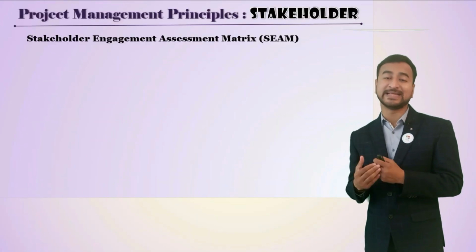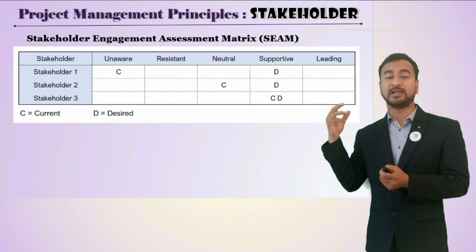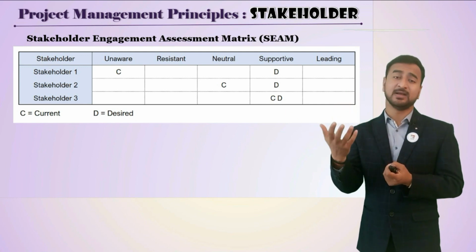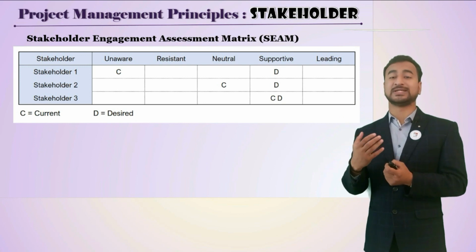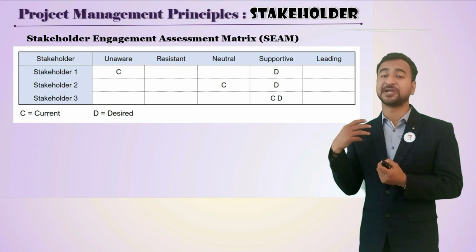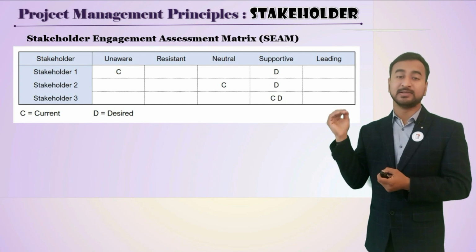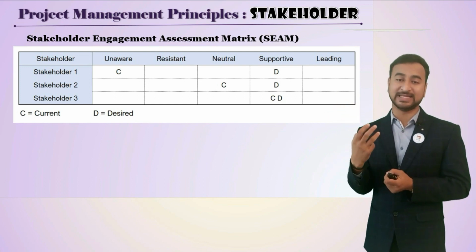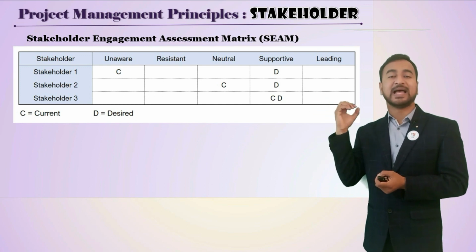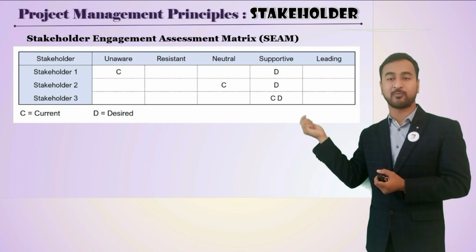Now there is a stakeholder engagement assessment matrix, which I have listed over here. These are the different levels of engagement. Certain stakeholders are unaware of your project, certain are resistant, certain are neutral, certain are supportive, and certain are champions or leaders leading your project. As you see, for stakeholder 1, C stands for the current engagement level and D stands for the desired engagement level. Stakeholder 1 has an unaware engagement level and you want him to support your project, that is the desire.